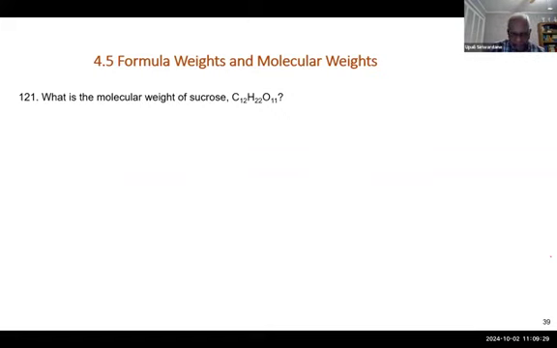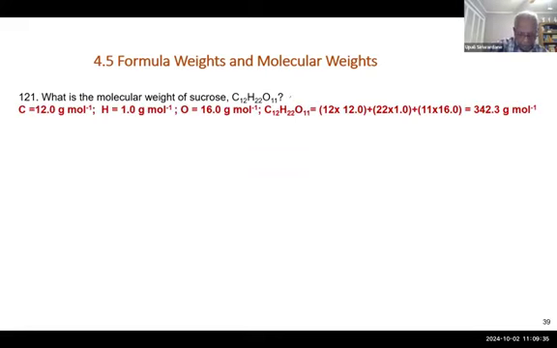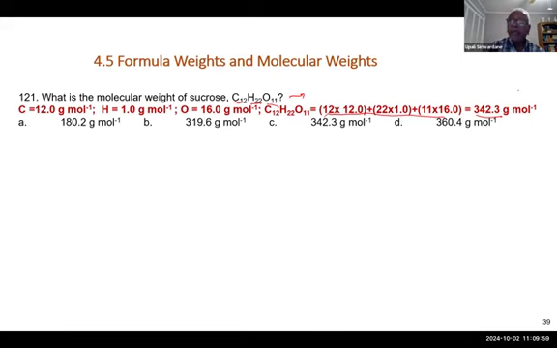Let's finish this slide. What is the molecular weight of sucrose? This is sucrose. You add up 12 carbon atoms, 22 hydrogen atoms, 11 oxygen atoms, like in here. Therefore, the answer is this. This is how you calculate formula weight or molecular weight.